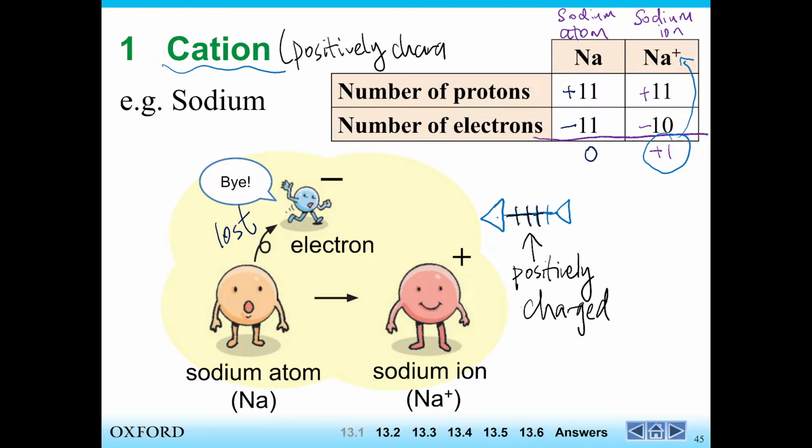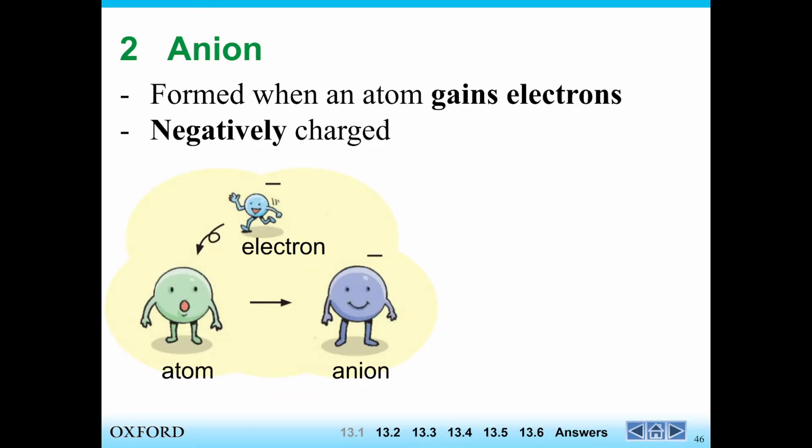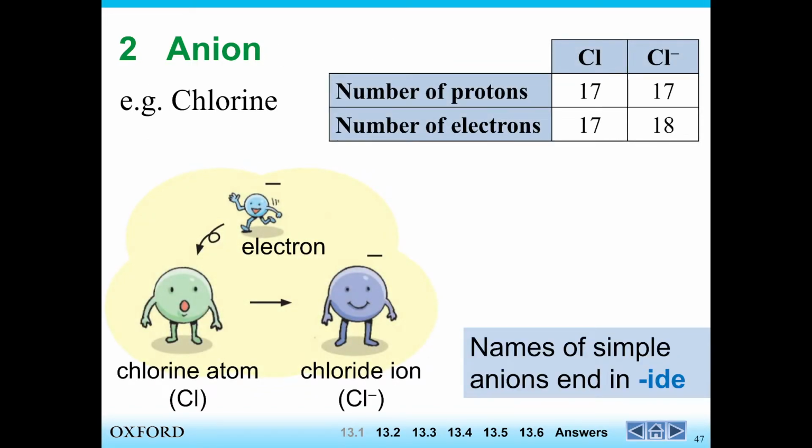On the other hand, what happens when you gain an electron? This is when an atom gains electrons. Anions is what we call negative ions. They are negatively charged, and this happens when they accept an electron. Okay, let's look at an example here.